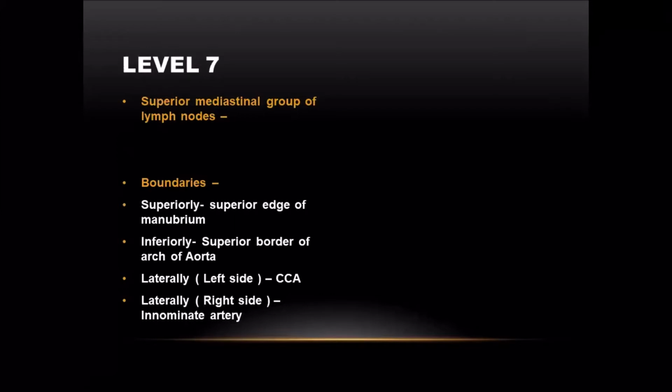Finally comes the level 7 cervical lymph node, which is the superior mediastinal group of lymph nodes. It is bounded superiorly by the superior edge of the manubrium, inferiorly by the superior border of the arch of aorta, laterally on the left side by the common carotid artery, and laterally on the right side by the innominate artery. With this, I conclude the anatomy of cervical lymph nodes. Are there any questions that I should take now?